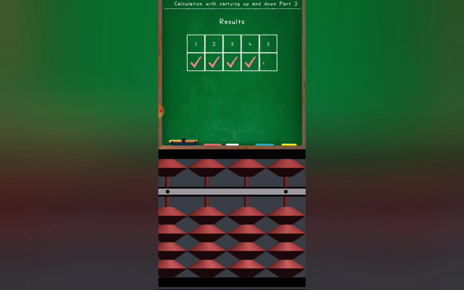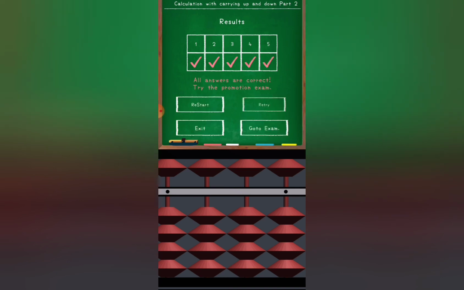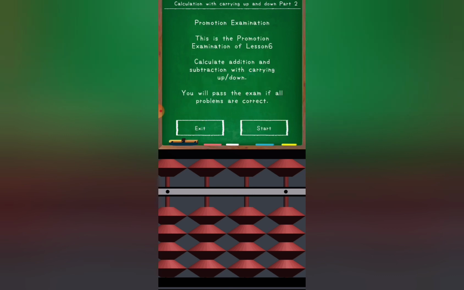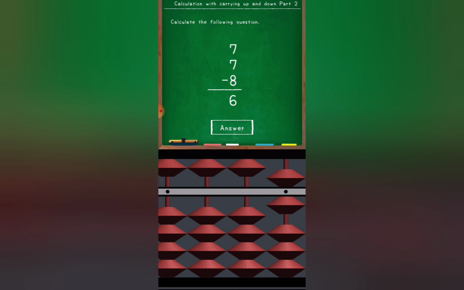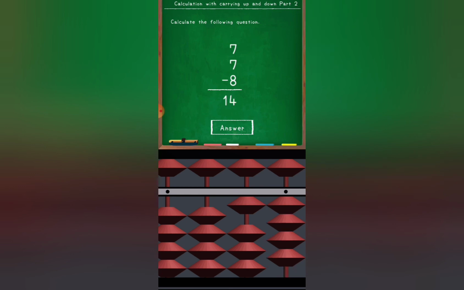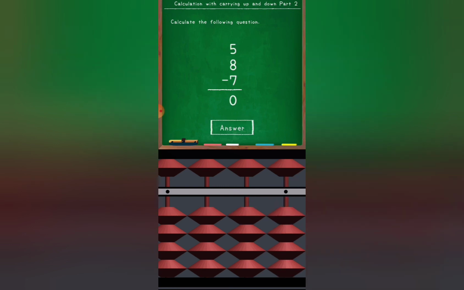Then let me check. 7: 5, 6, 7. Again 7: 1, 2, 3, 4, 5, 6, 7. Again minus 8, so minus 10 plus 2 is equal to minus 8, right? Minus 10 plus 2: 1, 2. This is the answer. Plus 5, plus 8: 1, 2, 3, 4, 5, 6, 7, 8. Minus 7, so minus 10 plus 3: 1, 2, 3.